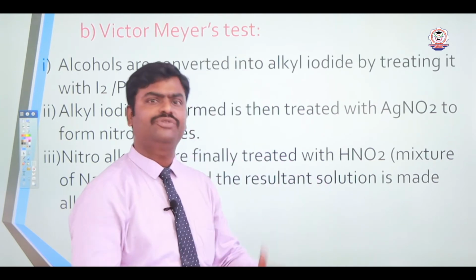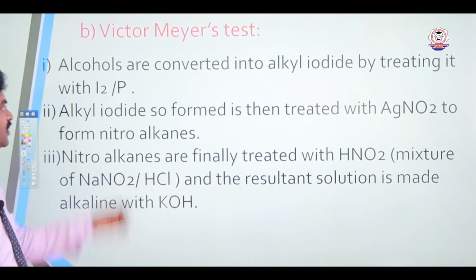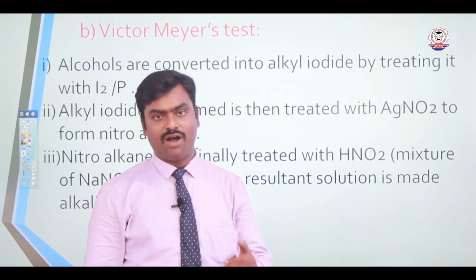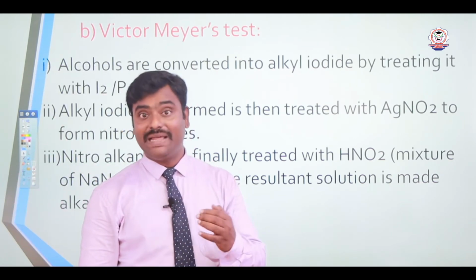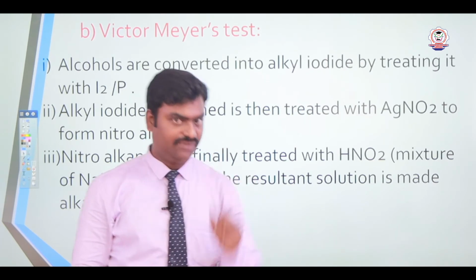The next type of differentiating method is the Victor Meyer test. It is a series of chemical reactions. So the first one is we have to introduce iodine with red phosphorus. It forms PI3 and it will replace OH and substitute iodine. So you will get iodoalkane in the first step.